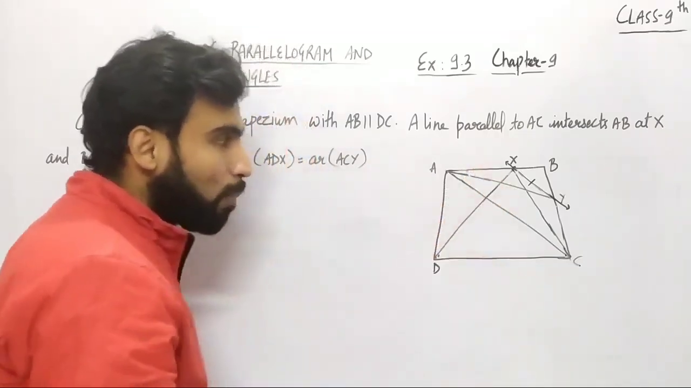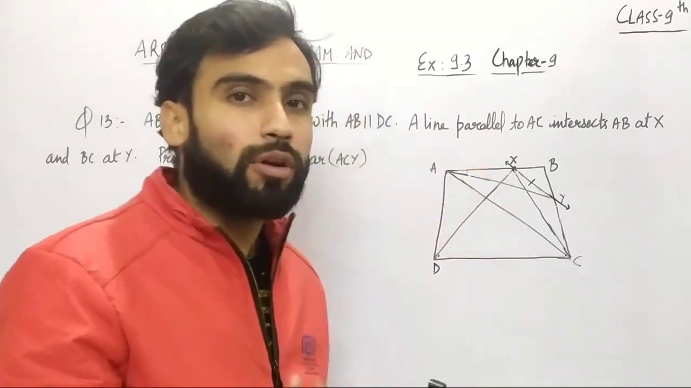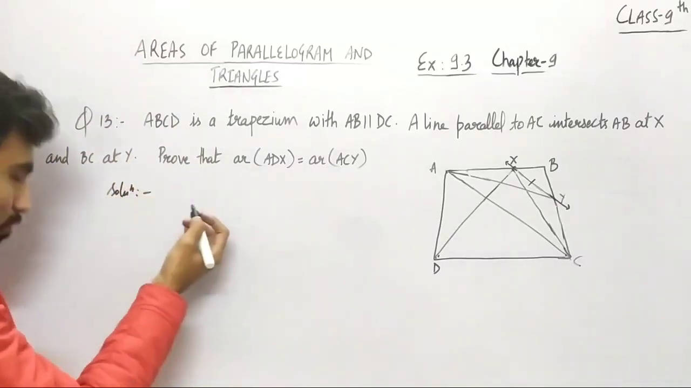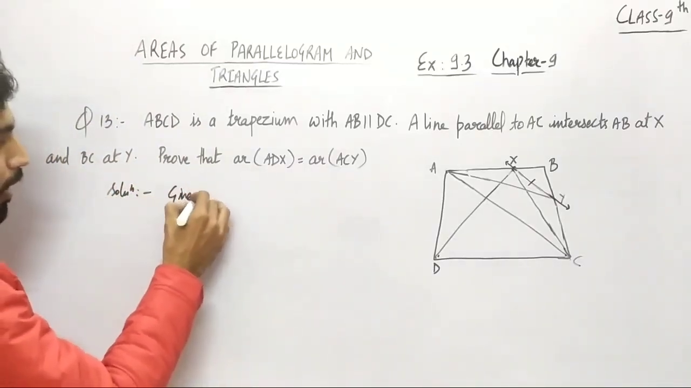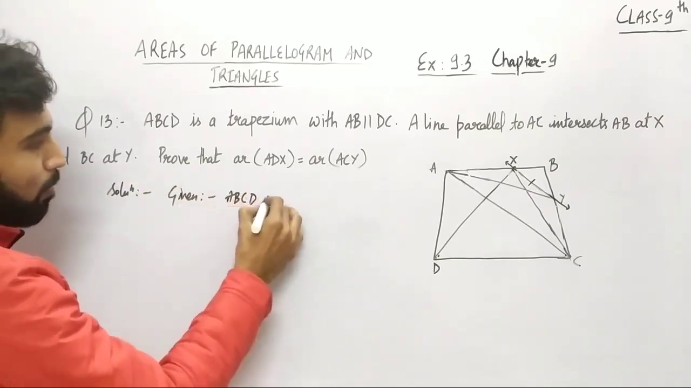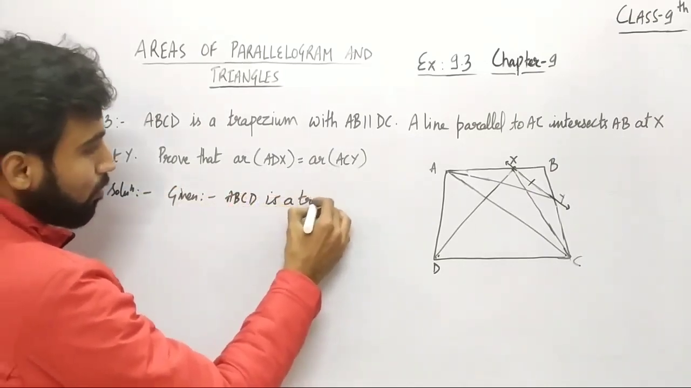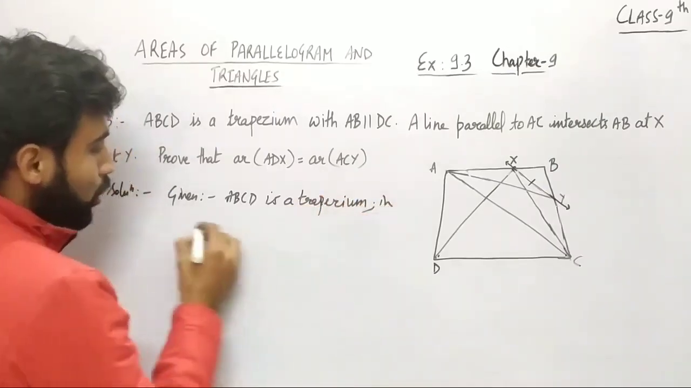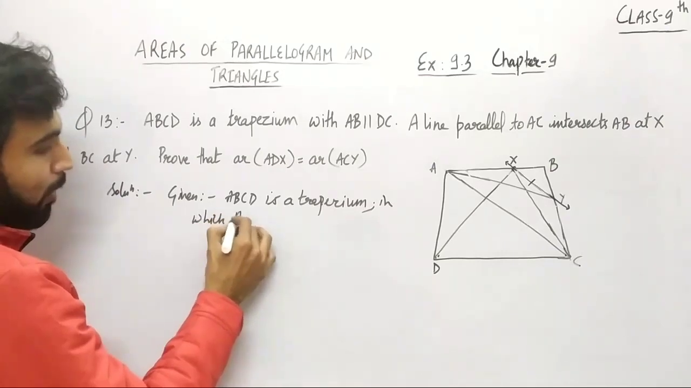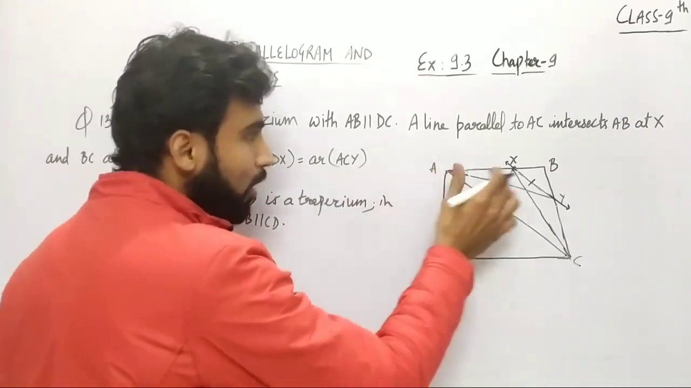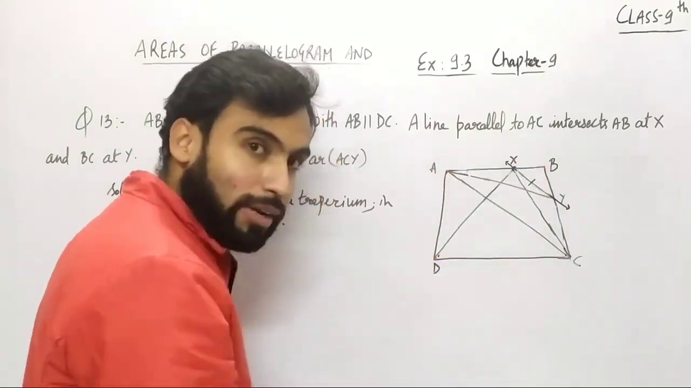So how we will prove this? Let me just first start off with the given thing, right? So starting off my solution here. The given thing here is, you can see that ABCD is a trapezium in which AB is parallel to CD. That is given here. So here AB is given parallel to CD.